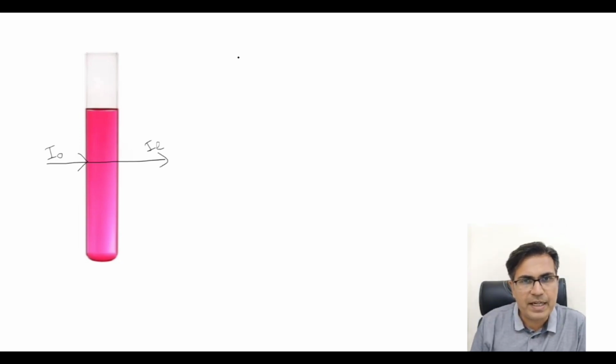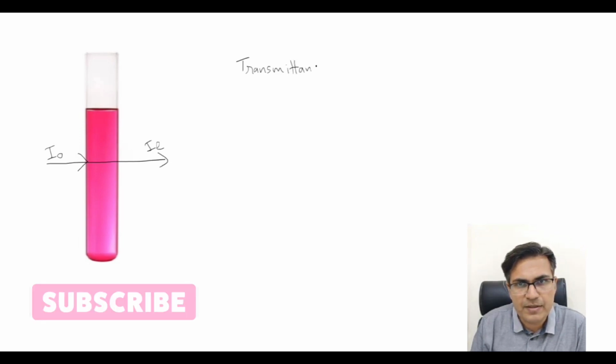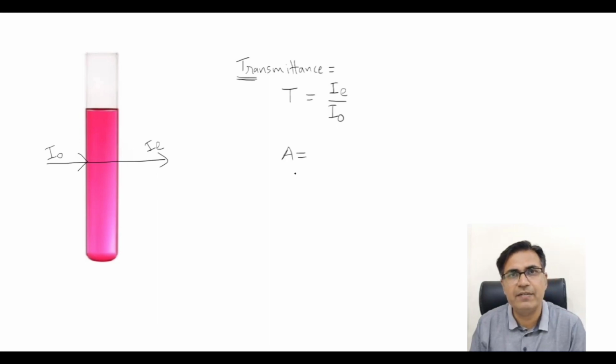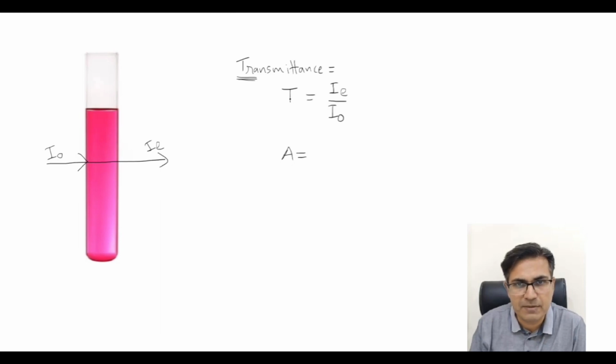Whatever light is transmitted is called transmittance, T. Theoretically it is emergent light upon incident light. That is transmittance, the light that passes through the solution. Now if we do the reverse, we get absorbance, the light that is absorbed. If we reverse this transmittance, we get absorbance. So theoretically it is log of 1 upon T.